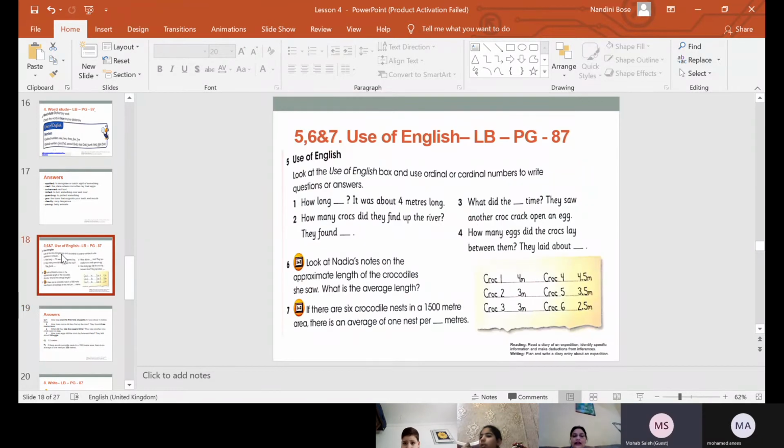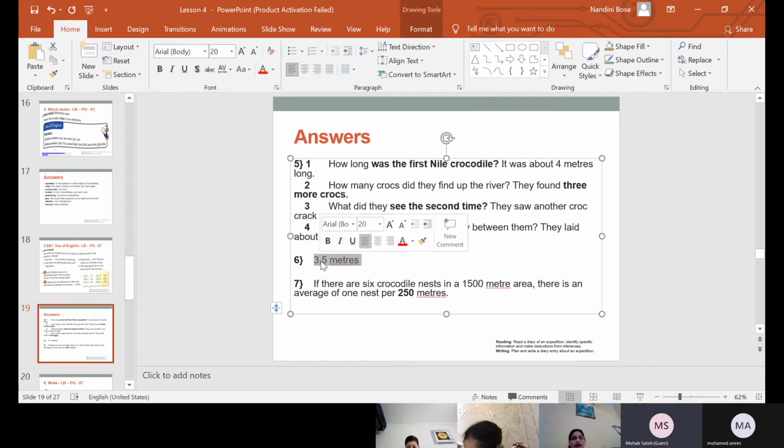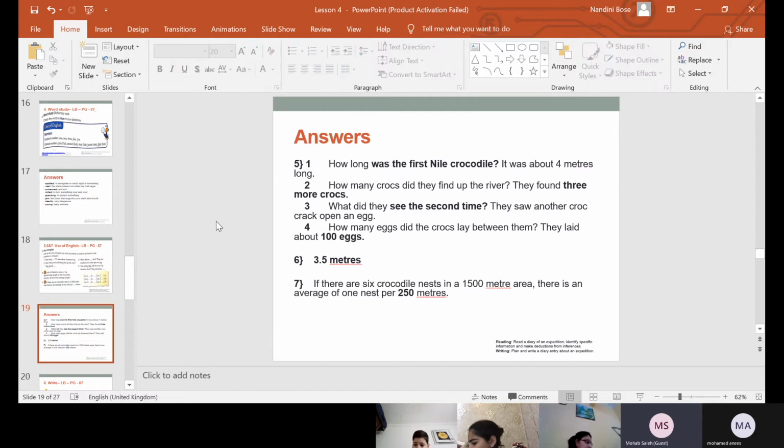6 is saying, look at Nadia's notes on the approximate length of the crocodiles she saw. What is the average length? Do you know how to find out average? If I give you 4 items and I ask you to find out the average, have you done that in math? In order to find out average, there is a math. So if you don't know, just write this down. And number 7 is saying if there are 6 crocodile nests in a 1500 meter area, there is an average of 1 nest per how many meters? So that there is an average of 1 nest per 250 meters. If you haven't done average, you won't be able to do the math. So just write down. These questions are more math questions.